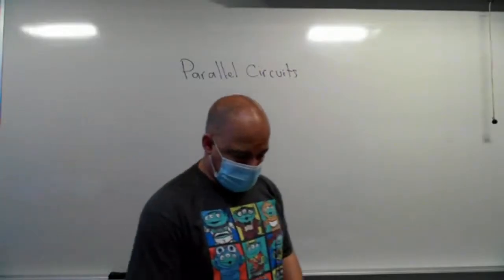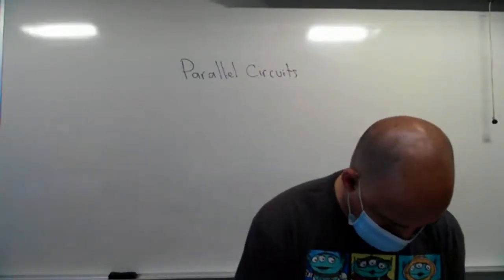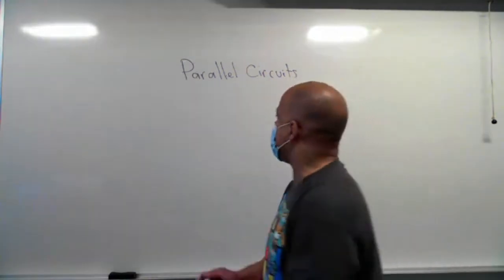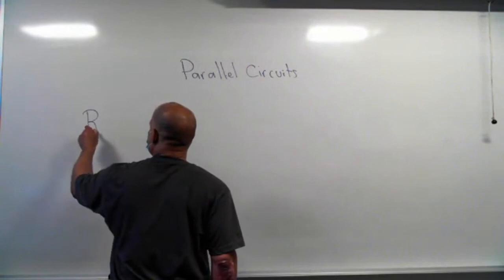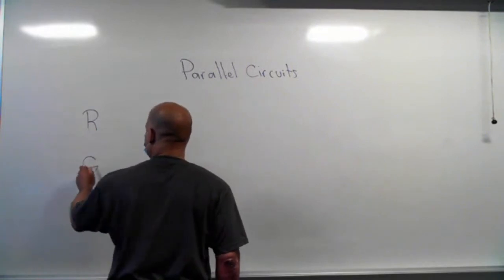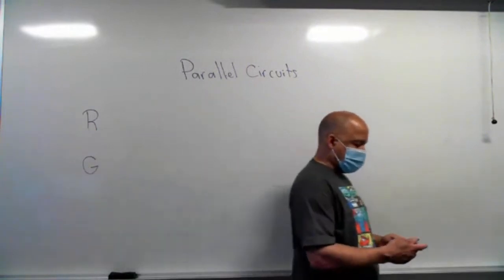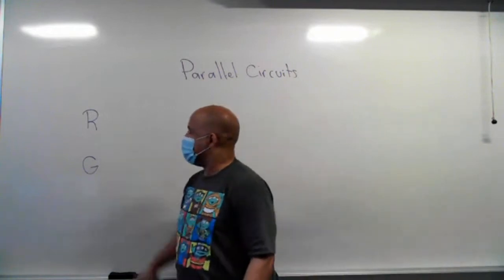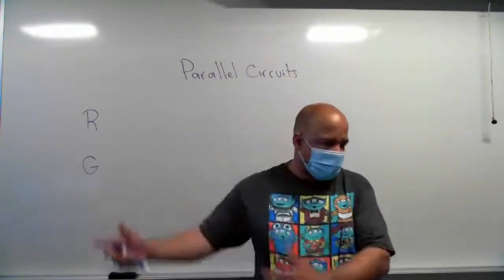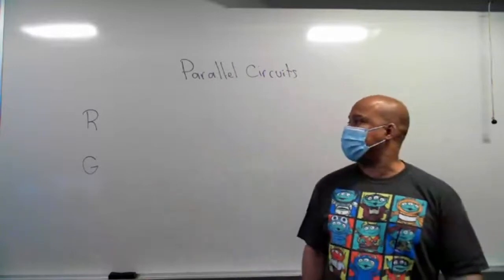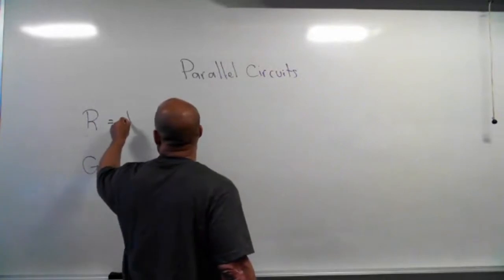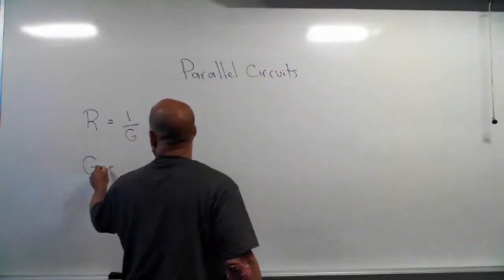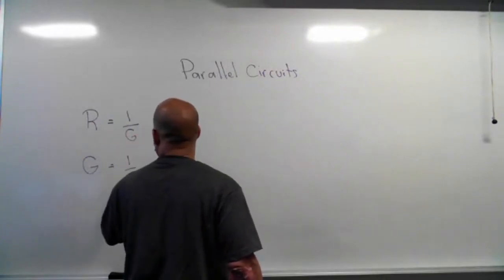Okay, parallel circuit. So let's take a look at the lab. Just to remind you, we have resistance, and there's this thing called conductance. We talked about resistance and conductance. Resistance is opposition to current flow. Conductance is how easy it is for current to flow through a certain material. And they are the reciprocal of each other. Resistance is 1 over conductance. Conductance is 1 over resistance.